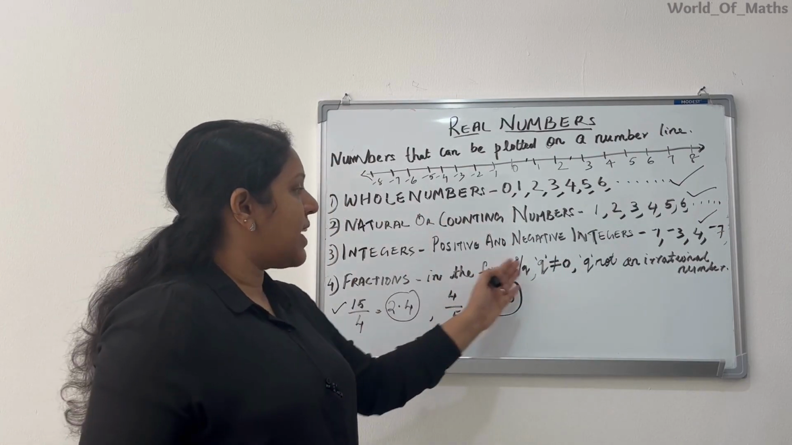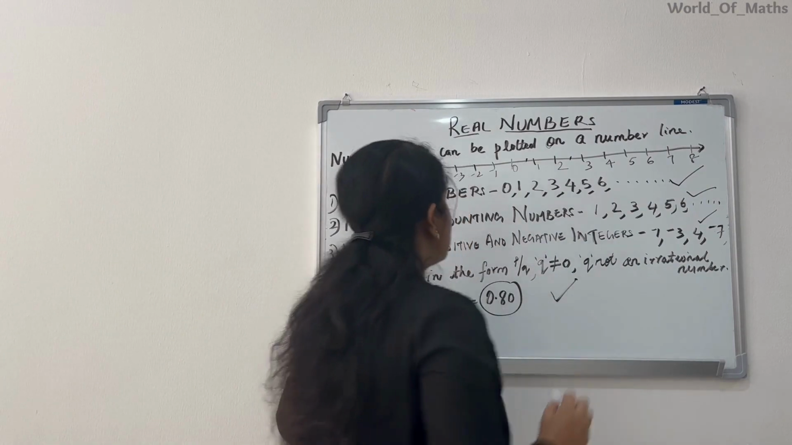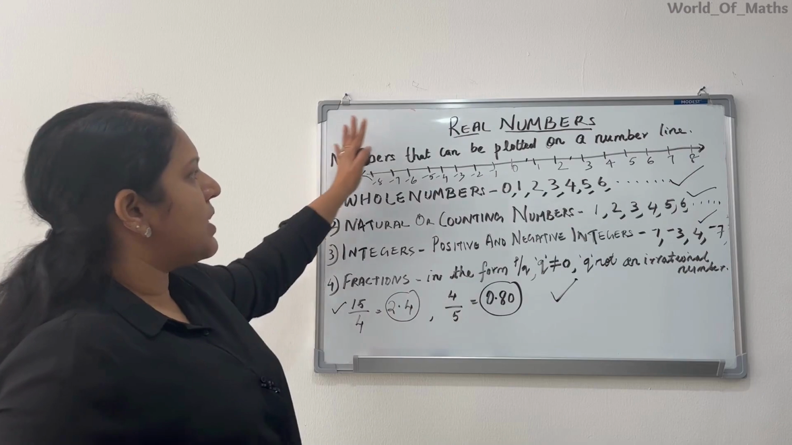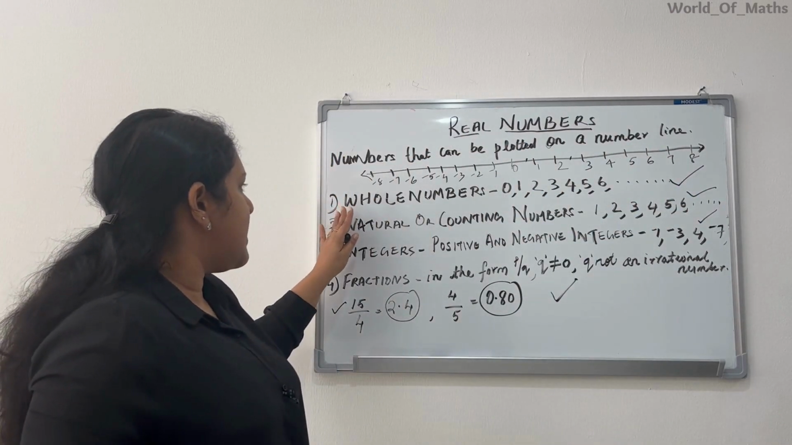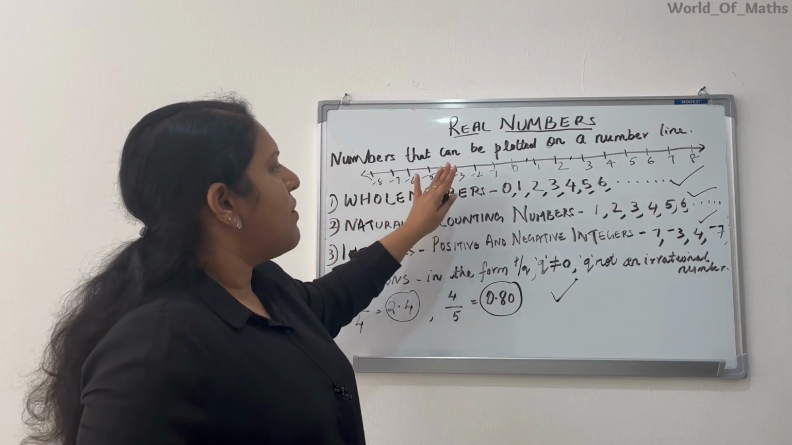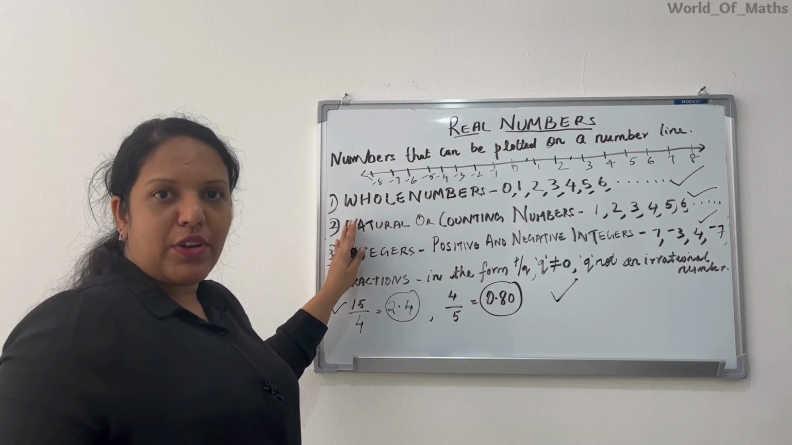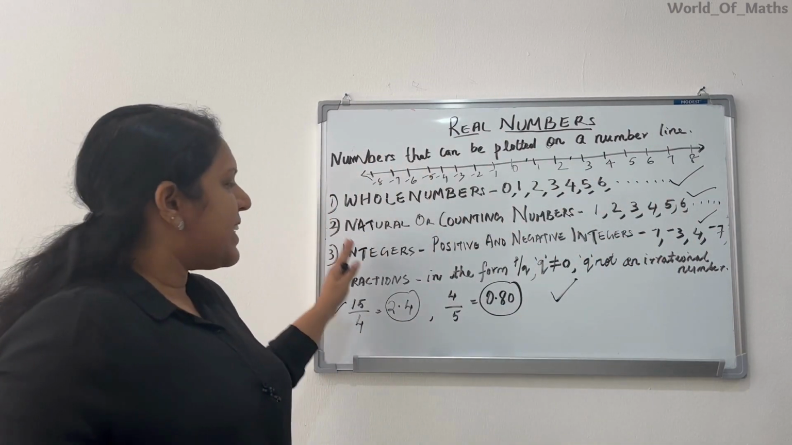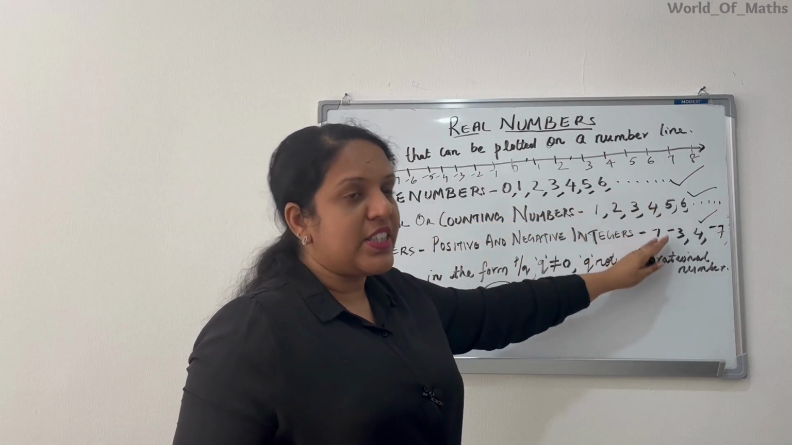So if this condition is satisfied, then the fractions are also real numbers. So to conclude, what are real numbers? All the numbers that can be plotted on a number line are real numbers. The first set of numbers, whole numbers, which start from 0, yes, these are real numbers. Natural or counting numbers, which start from 1, yes, these are also real numbers. Integers, the positive and negative integers, are also real numbers.